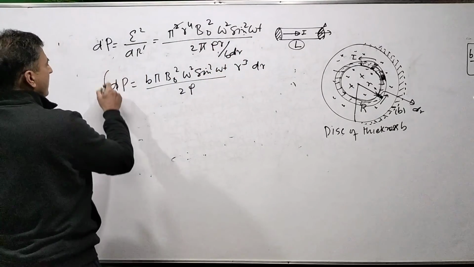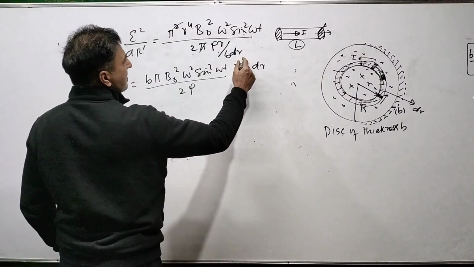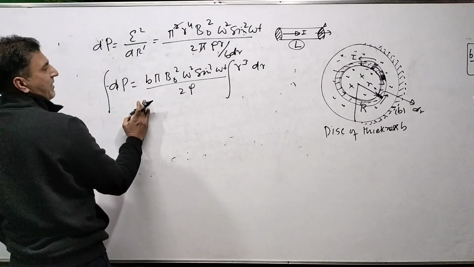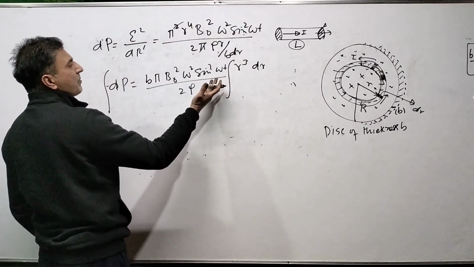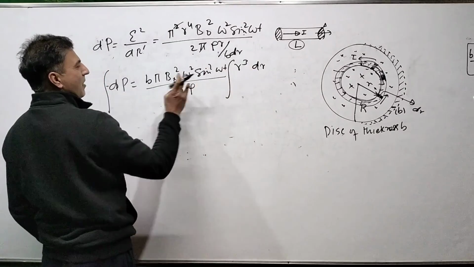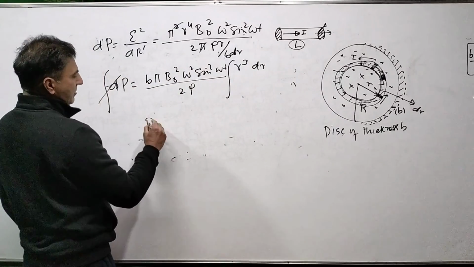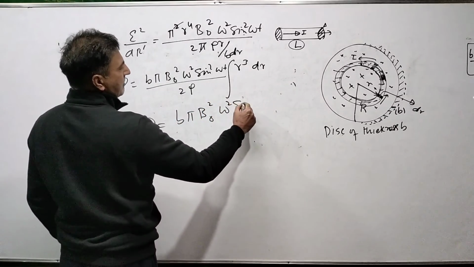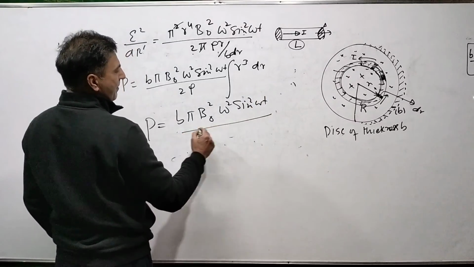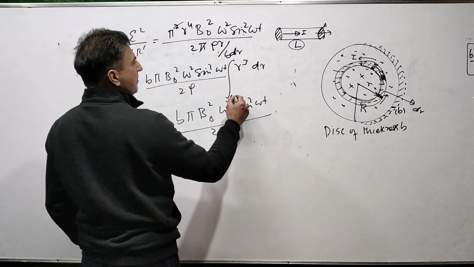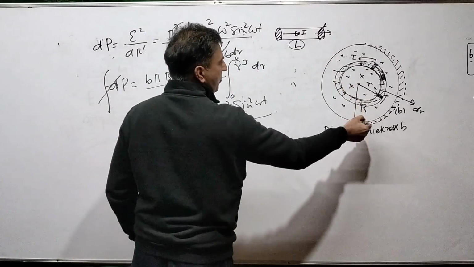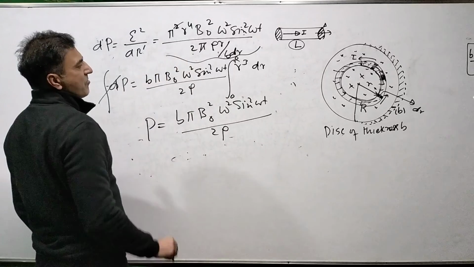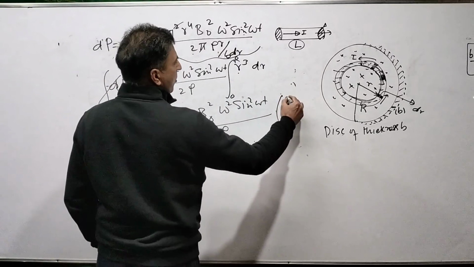Integrating, but I will integrate only this, only here, because this is constant of integration. We are integrating over r, there is no r from here to here. So total power is equal to b pi B zero squared omega squared sin squared omega t divided by 2 rho. It is integrated from 0 to capital R, from here to here. It will be integrated from 0 to capital R, right? So it will be R to the power 4 by 4.